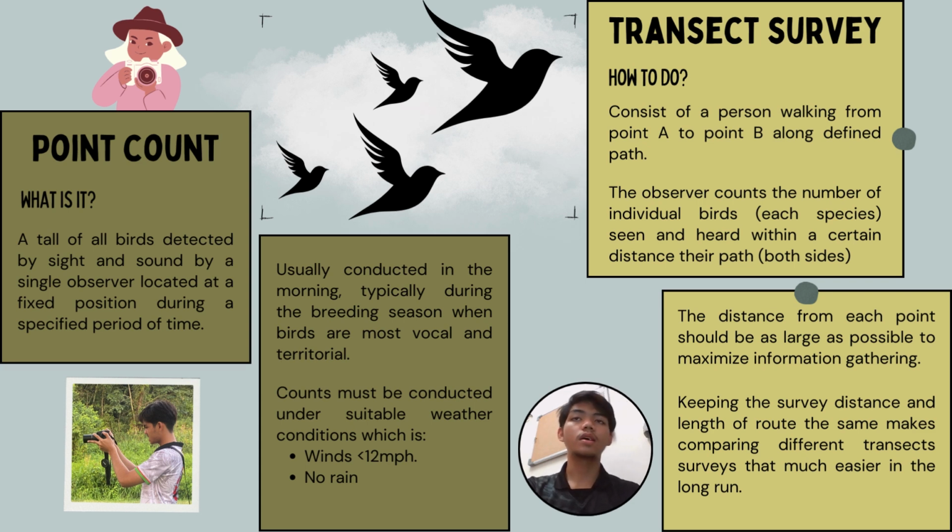Now we look at our second method, which is the transect survey. How to do it? A transect survey consists of a person walking from point A to point B along a defined path, and the observer counts the number of individual birds of each species seen along the path from A to B, within a certain distance of the path on both sides, from the left and the right of the observer.